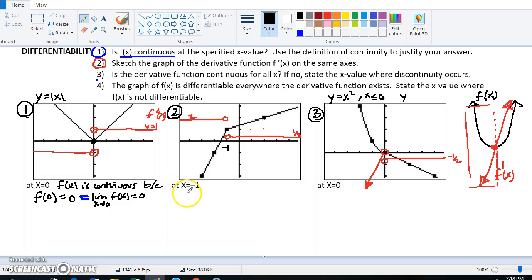Okay, let's take a look at question 2. Is our function continuous at x equals -1? At x equals -1, f of x is continuous because why? The limit as x approaches -1 on the function is 1. The function value at -1 is 1. And the two are equal. All right, same thing applies for number 3. So I'm just going to do a little copy and paste here.